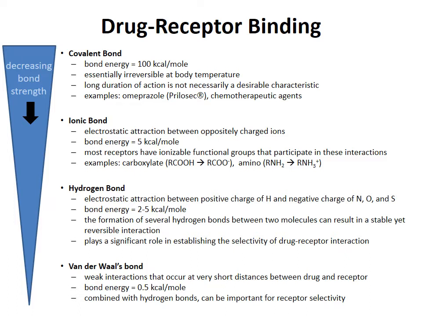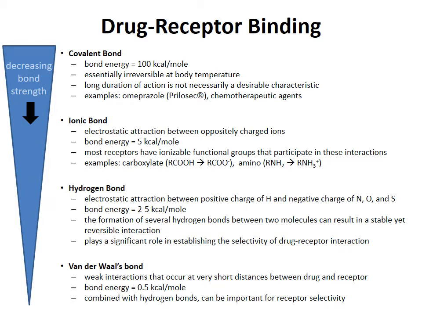For example, Prilosec or omeprazole binds to the proton pump for almost 24 hours. It's actually permanent until the pump gets recycled. And then chemotherapeutic drugs can bind to DNA, and that's pretty much permanent.